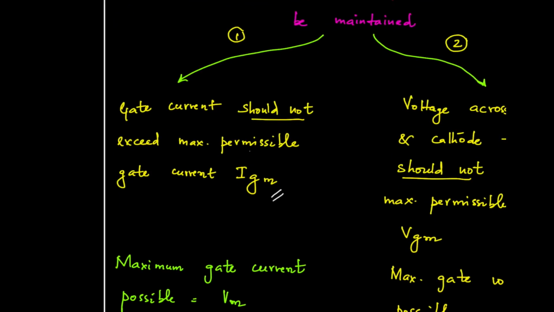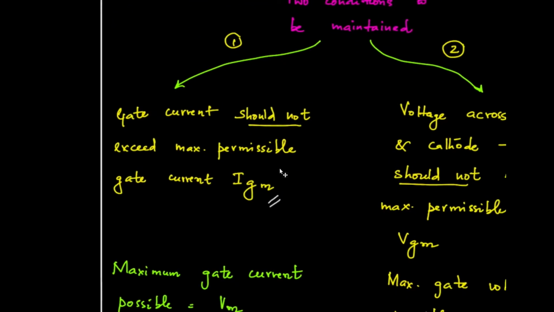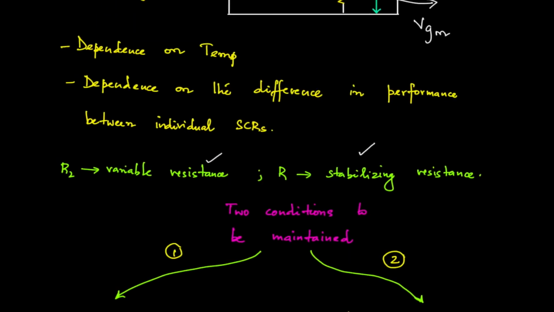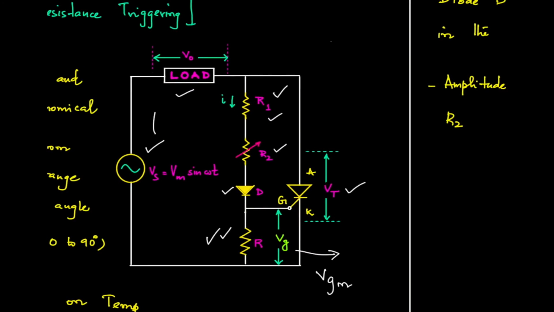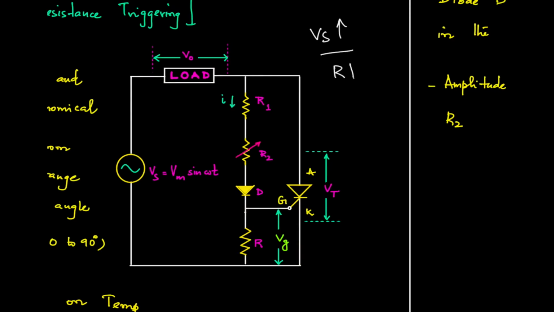Okay, now let's take the case of gate current. Now, what is the maximum gate current that is possible? The maximum gate current is possible when the supply voltage is maximum and the resistance is minimum. So, current is maximum. We know that current is maximum when voltage is maximum and resistance is minimum. So, Vs, when it becomes maximum and the resistance becomes minimum, I will be maximum. Now, when does Vs become maximum? When Vs is equal to Vm.